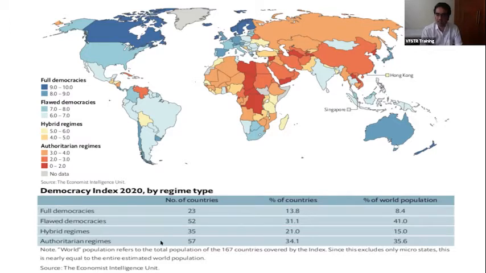Authoritarian regimes are there in 57 countries, which amounts to almost 34% of the total world countries, and 35% of the world population are living in authoritarian regimes. Only 23 countries have full democracies, constituting around 14% of the total countries, and only 8.4% of the population lives in these countries. That means out of the entire world, only 8.5% of the population is experiencing full democratic rights.